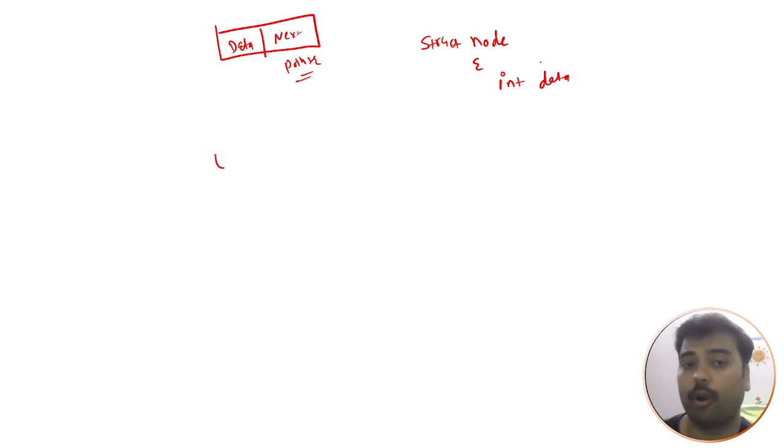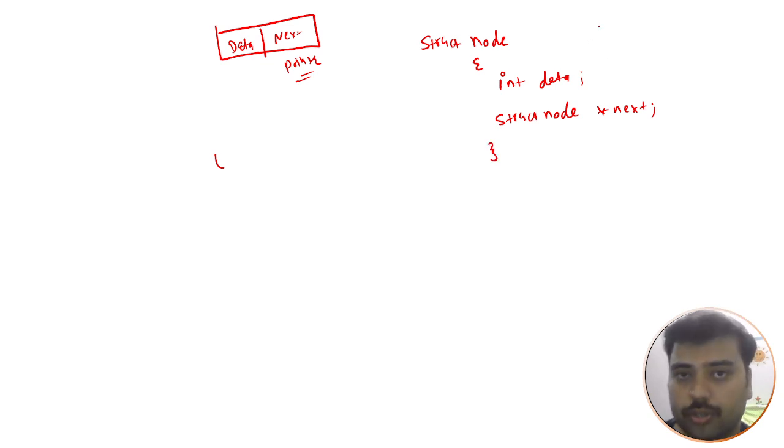I need to take one pointer, the next pointer, whatever name you wish to give. So the pointer type is struct node, and I give it the name next, whatever you wish. Suppose I put next. I'm closing this structure. You can also declare the structure variable over here. Suppose I need to declare one pointer start, which points to the starting node of the linked list.